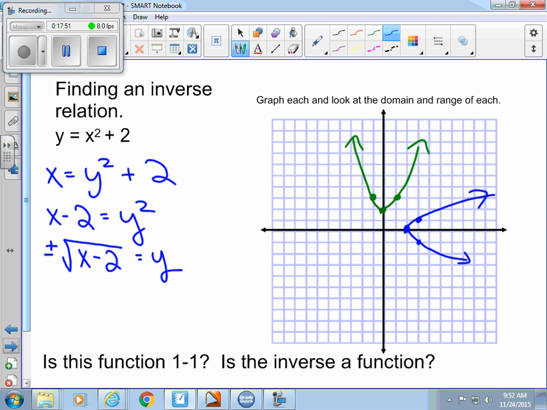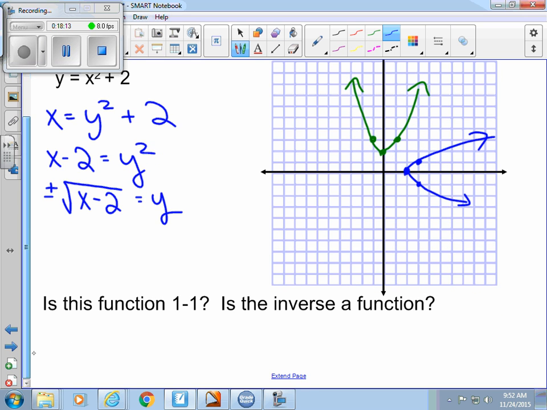And then normally I would rewrite as f inverse. On this one, since it's not a function, if you don't, that's okay. No, because x minus 2, so it's not negative 2. It's just x minus 2. So I don't know what x is. Is the inverse a function? Is the function 1 to 1? No. Is the inverse a function? No.